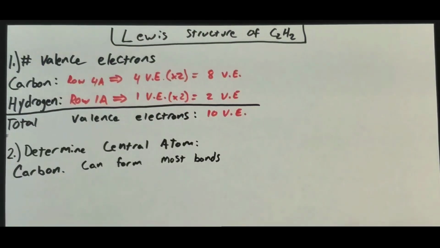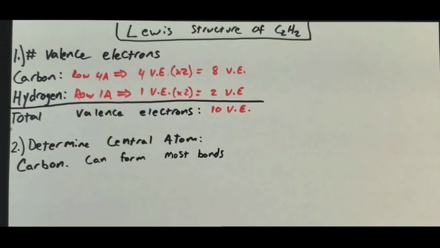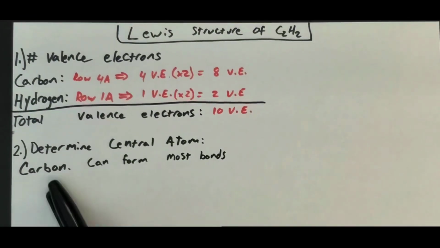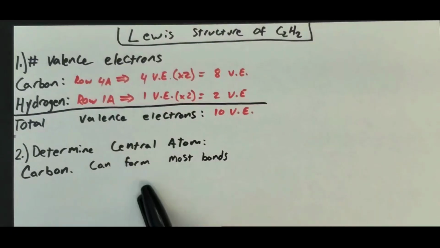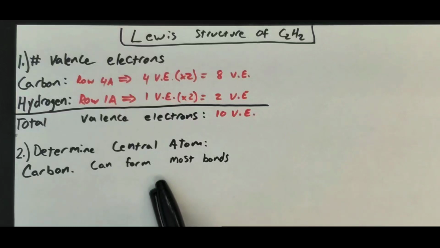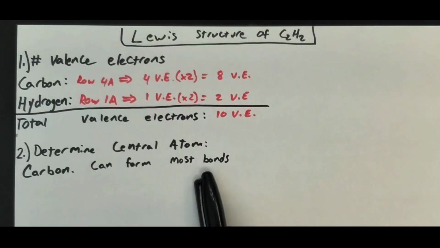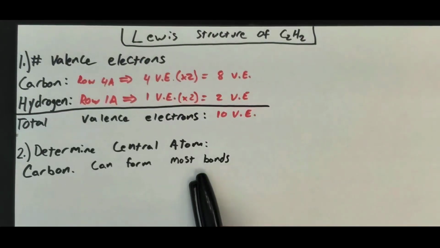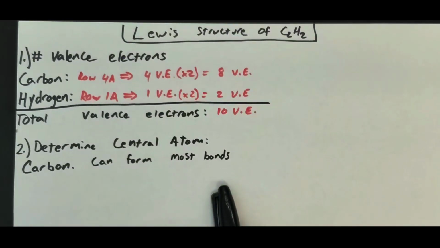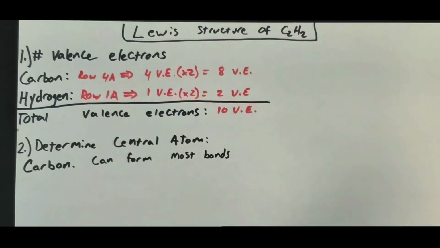Now, determining the central atom in this molecule is a little tricky, mostly because it's an even number, so there's not really a central atom to speak of. But we can say, since carbon can form up to 4 bonds, that carbon is going to be the central atom because it can form the most bonds. So the carbons must be bonded to each other. And so we're going to illustrate that next.